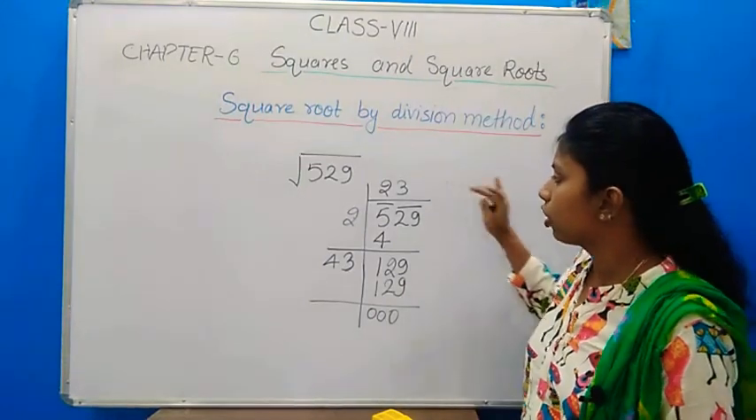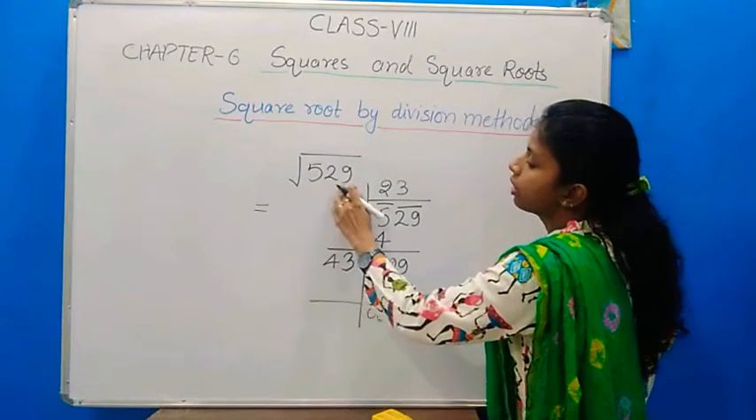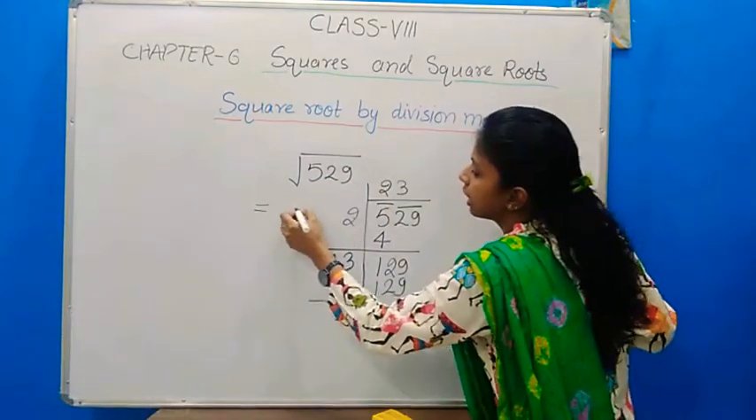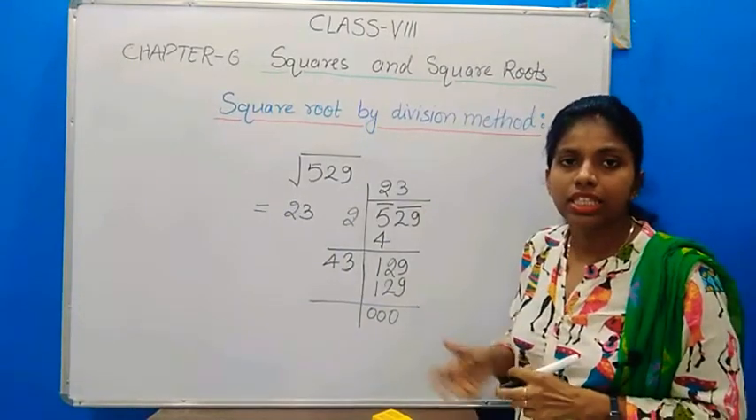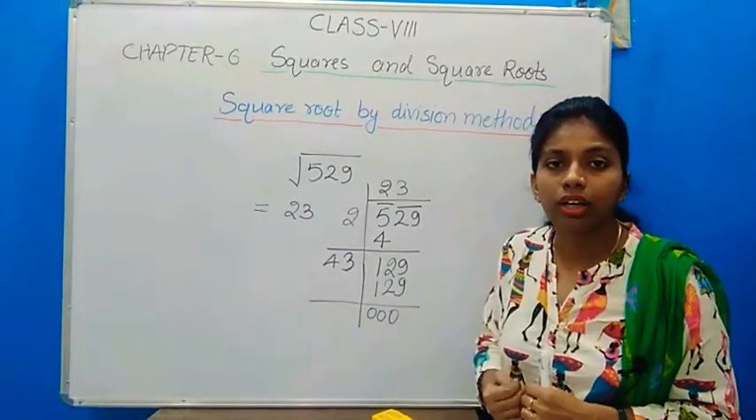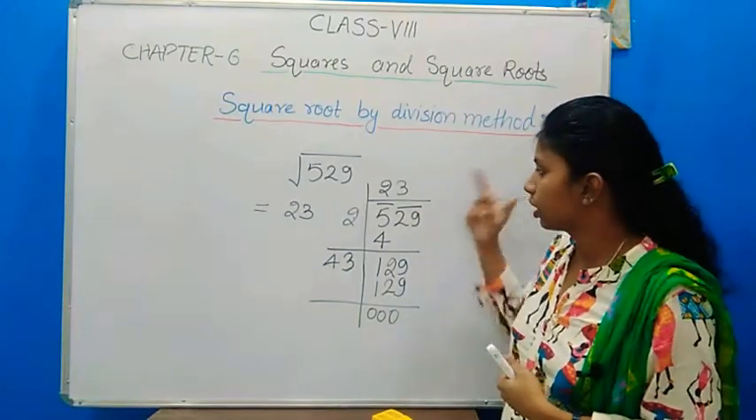So what is the solution for this? The square root of 529 is what? It is 23. Clear? So this is the step to find the square root of any number by the division method. What is the step?